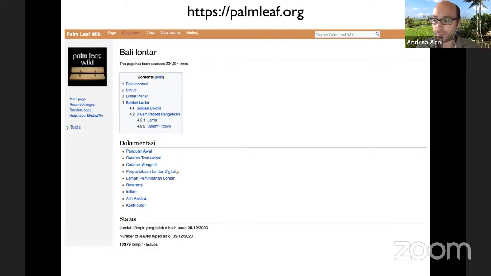Now I would like to briefly discuss another repository. This is a new website, a new project, very recent, a couple of years ago, called palmleaf.org. And this project basically aims at inputting, so transliterating and transcribing, also in Balinese script online, the raw material provided by the digitized manuscripts of the previous repository, so more than 2,000 manuscripts.